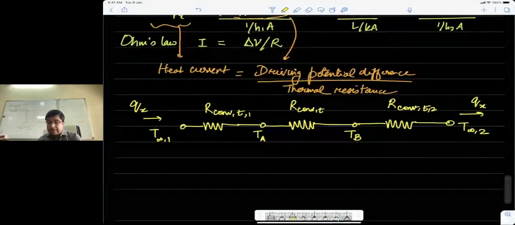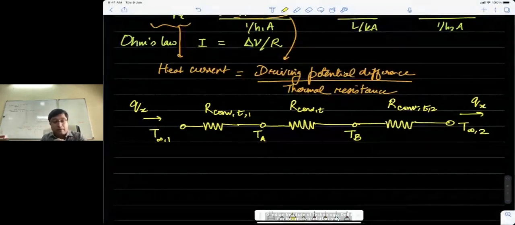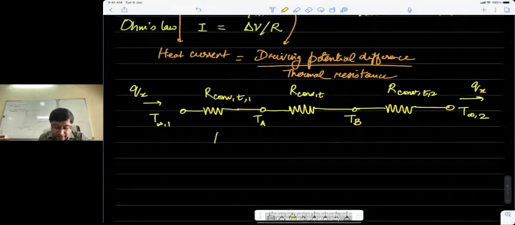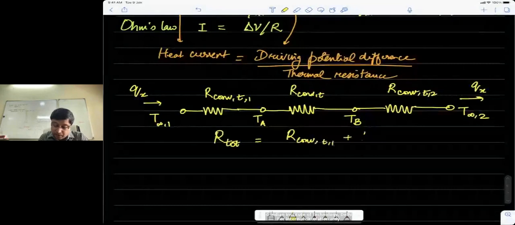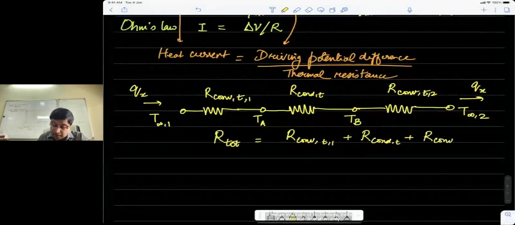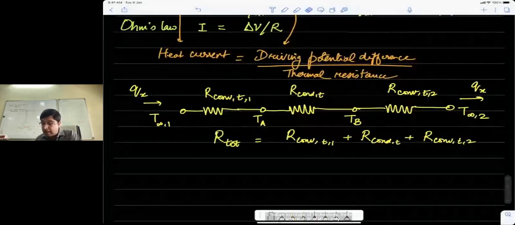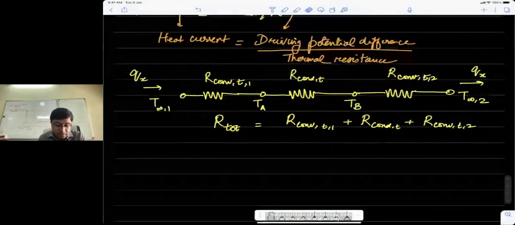So what do we now see? We see that the total resistance, because these are now in series, because the same current is passing through a bunch of resistances, should be the sum of these resistances. So R total is R convection T1 plus R conduction T plus R convection T2. That should be the total resistance to the flow of this current. And what is the total potential difference? The total potential difference will be T infinity 1 minus T infinity 2.